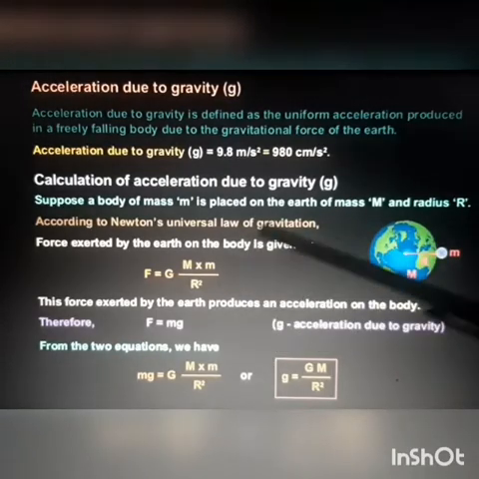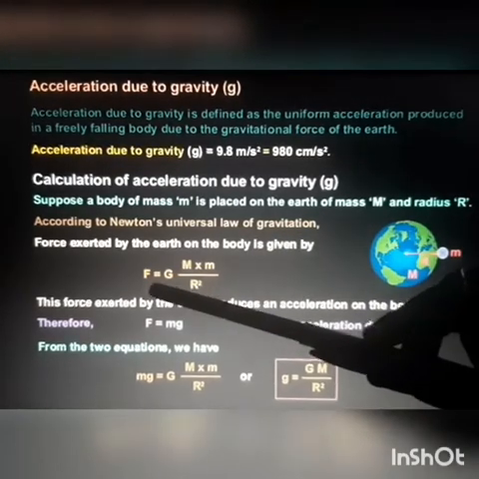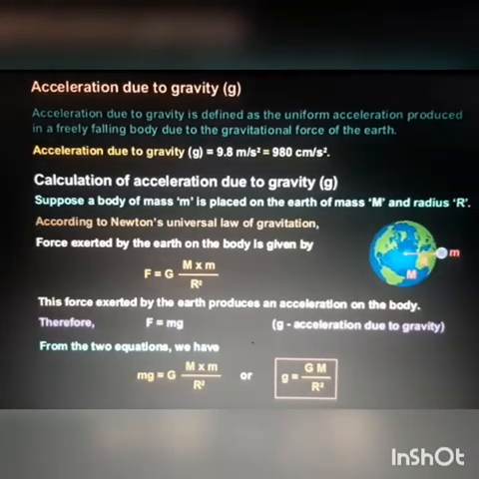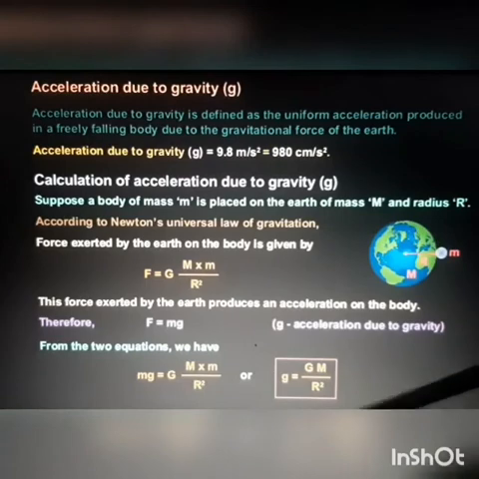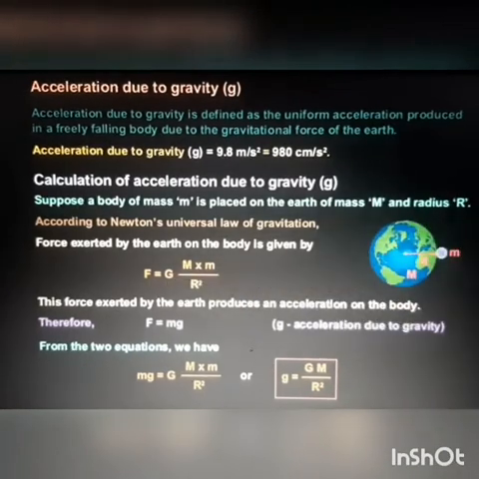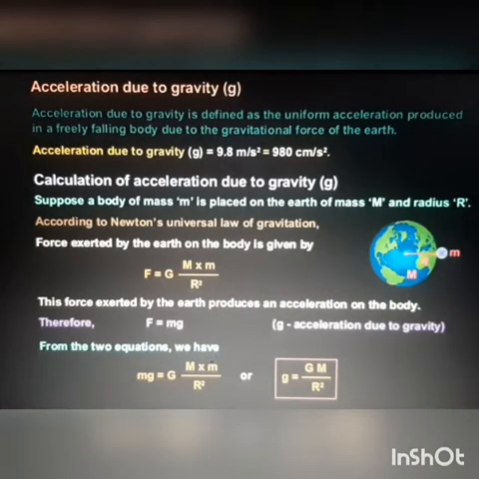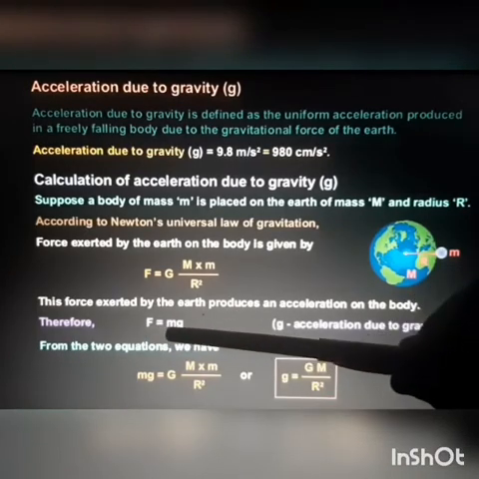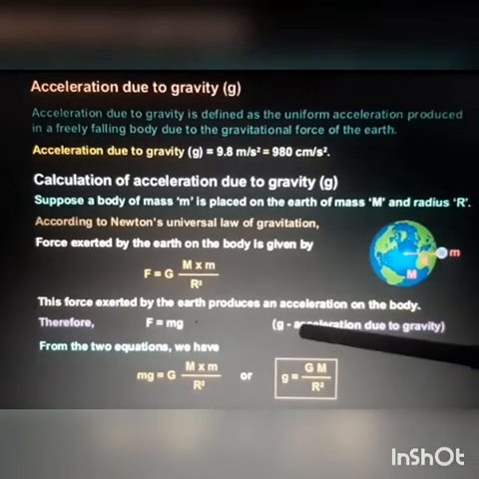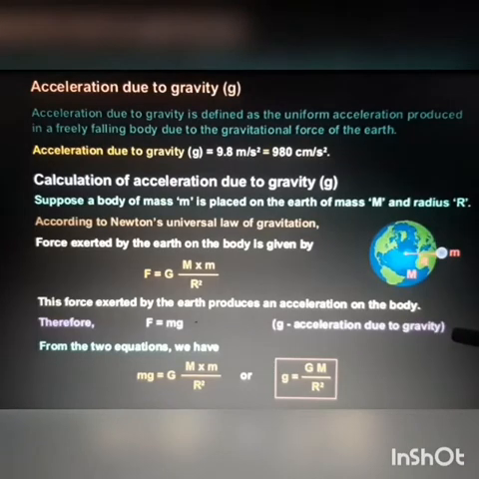So by the universal law of gravitation we know that F equal to G capital M into small m by r square. Here G is the universal gravitational constant. In the same way, by applying the formula of force, we can also find that F equal to m into g. Here g is the acceleration due to gravity.